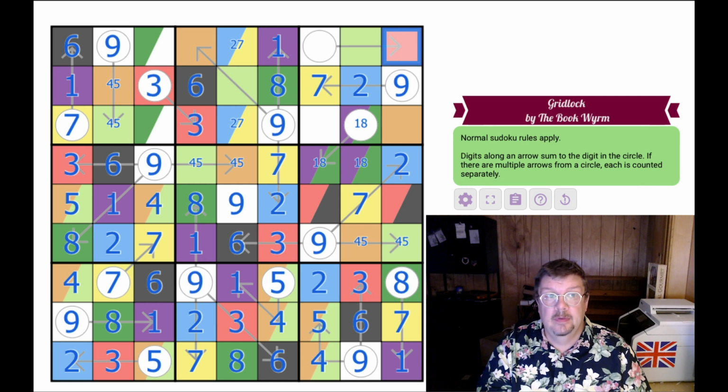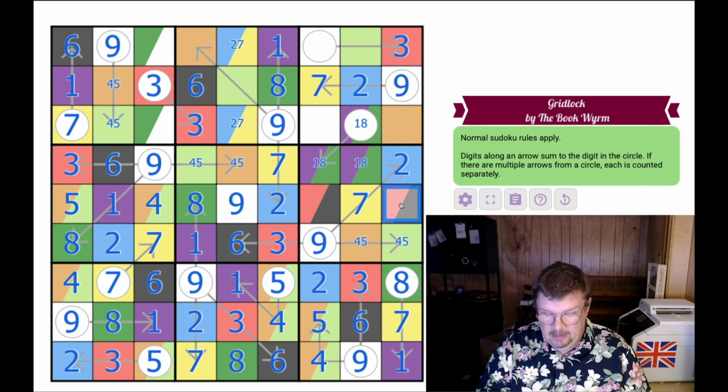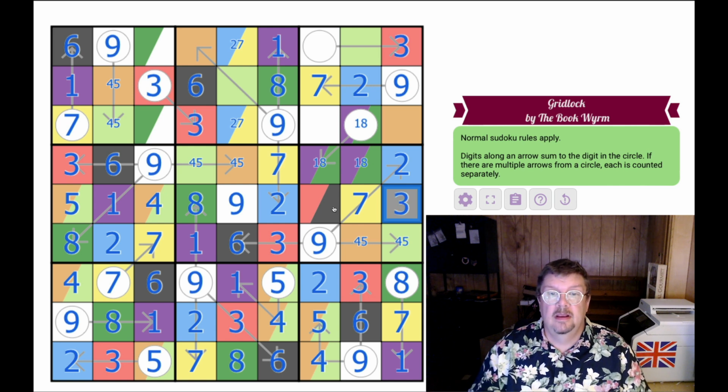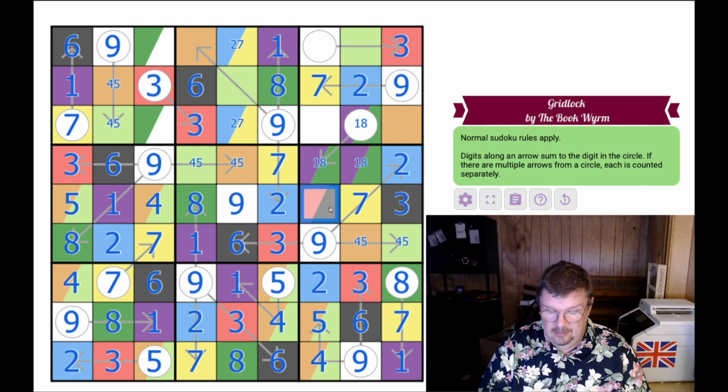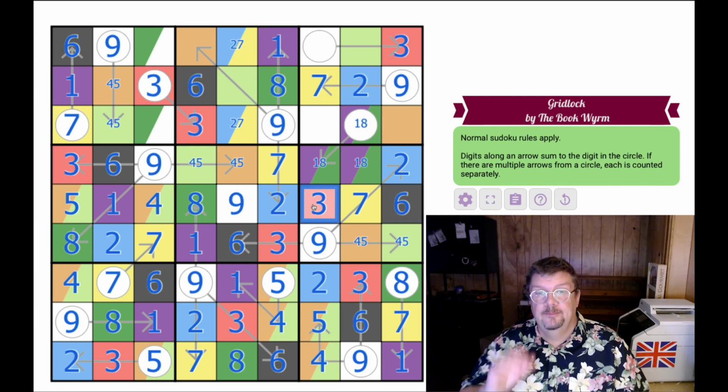Okay, over here, this is not black. And that is therefore a 3. That makes this black. And 3. That makes this red and 6. Nope, I've got my 3 and my 6 the wrong way around. There we go.